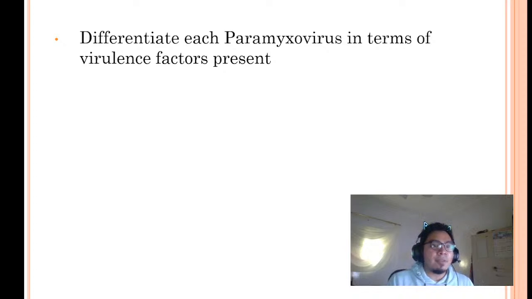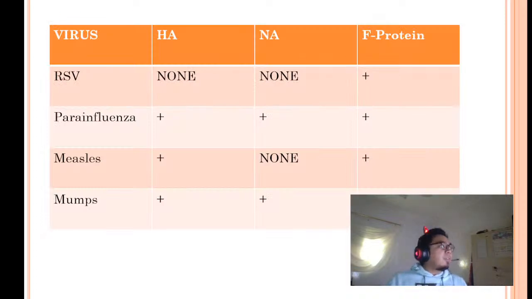Different virulence factors. I think this particular table that I will show you is something that might be useful for you. All of them have F protein. But it is only parainfluenza and mumps that have hemagglutinin and neuraminidase in their glycoprotein spikes, whilst measles has hemagglutinin only. And as I mentioned before, RSV is the only one that doesn't have the glycoprotein spikes. All right, good, wonderful. We can move on.